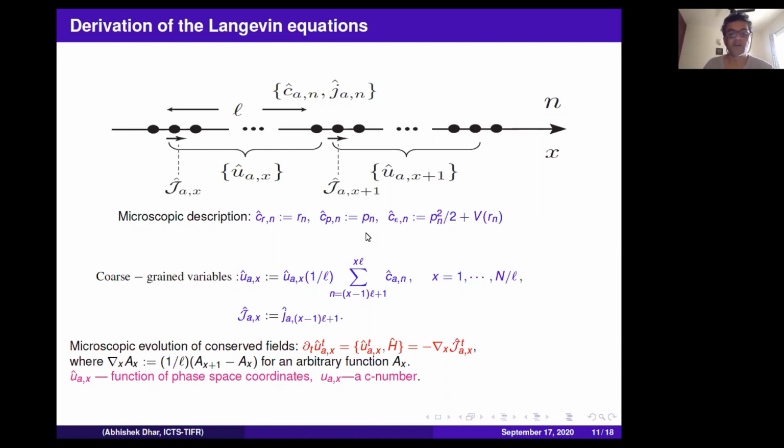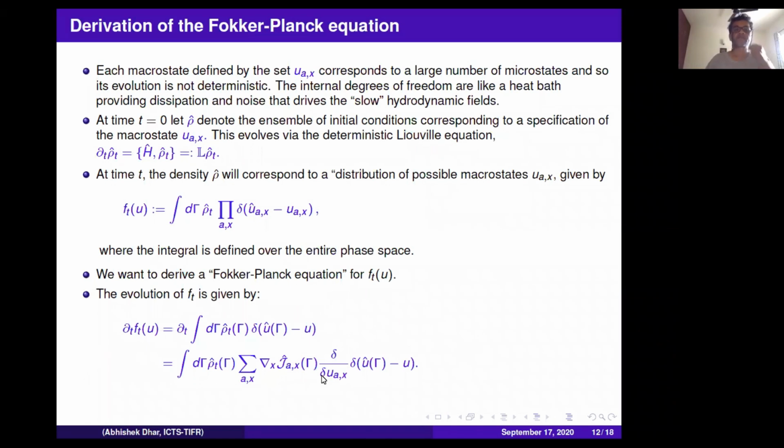The microscopic evolution, because these are conserved quantities, one can check that if I take a time derivative of the fields and use the equations of motion or just the Poisson bracket, I get the divergence of some current. That defines my current operator, and these are phase space variables. Whenever there's a hat, it means it's a phase space variable. If there's no hat, it's a C number. Now we have a macrostate, which is given by the set of U_A(x). These are C numbers, and it corresponds to a large number of microstates, and that's why we say that evolution is not deterministic.